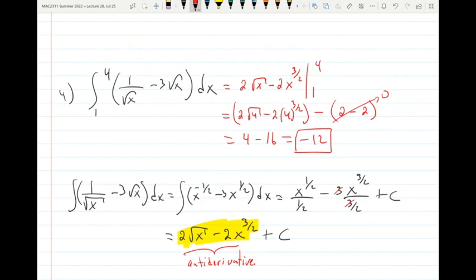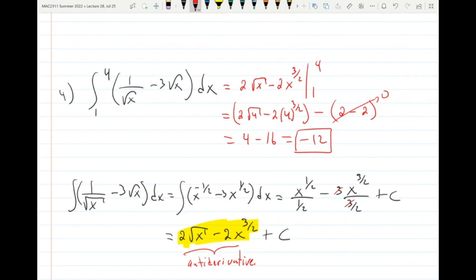Okay, remember, it's okay to obtain negative numbers. That just means that, remember, this is the net signed area. Okay? Questions about this so far? No? Okay, so let me show you.